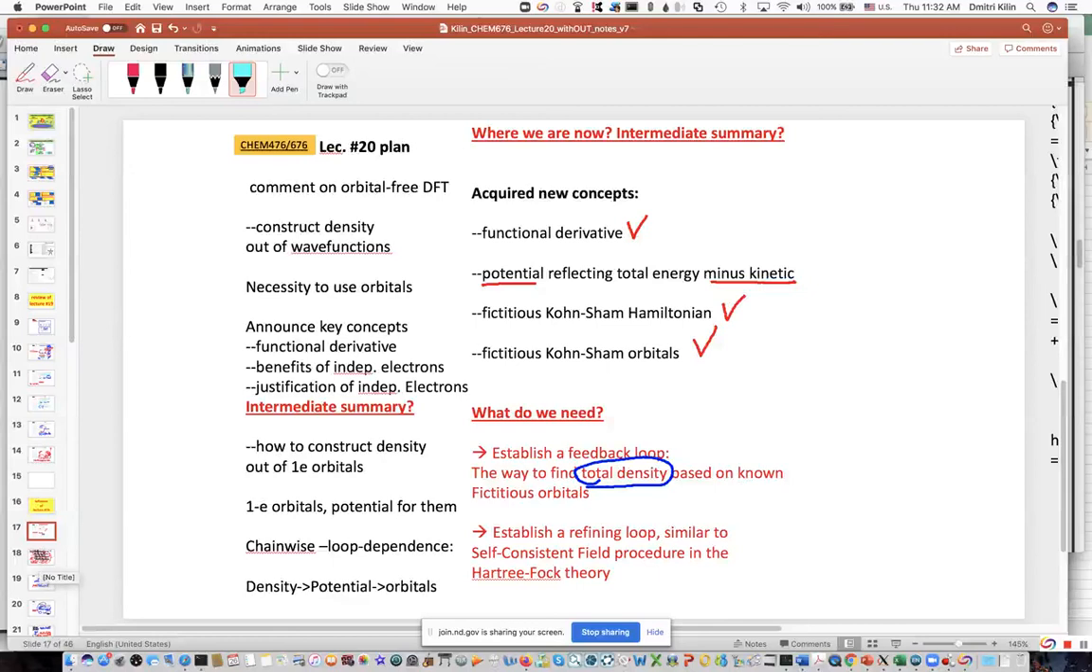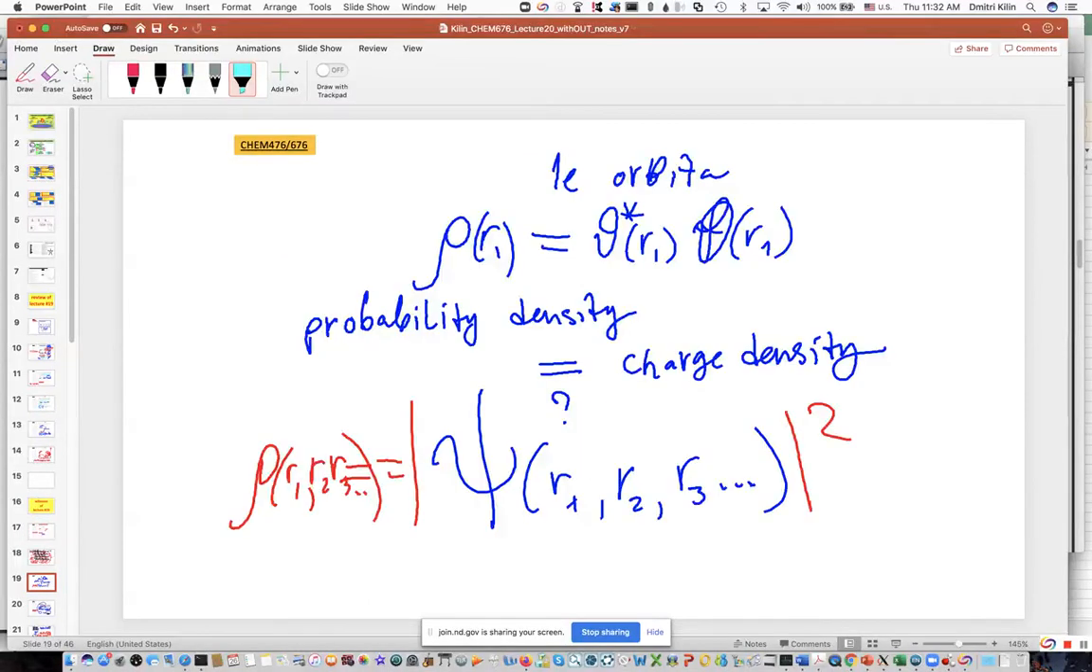Okay, and the text in red here just summarizes what I was telling. So let's go slowly but surely. The density is defined in the same way as probability density. So density of charge and probability density are two alternative interpretations of quantum theory.